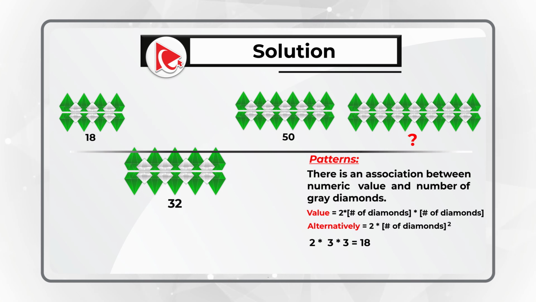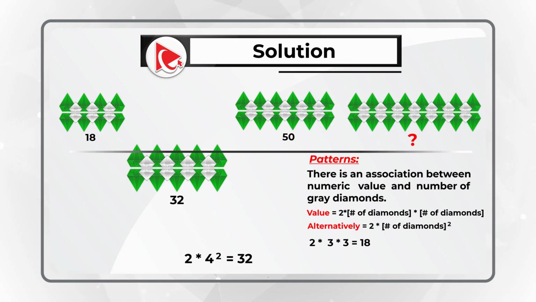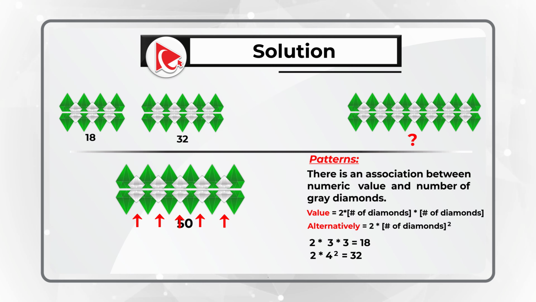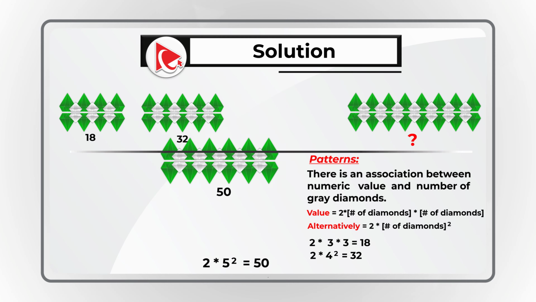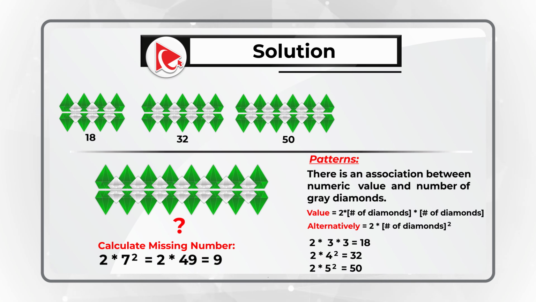The next diamond group has 4 diamonds, and 2 multiplied by 4 squared equals 2 multiplied by 16 equals 32. The next one has 5 diamonds. 2 multiplied by 5 squared equals 50. The missing number has a group with 7 gray diamonds. To calculate the missing number, we need to multiply 2 by 7 squared, which is 2 multiplied by 49, which equals 98. So the correct choice here is choice C, 98.